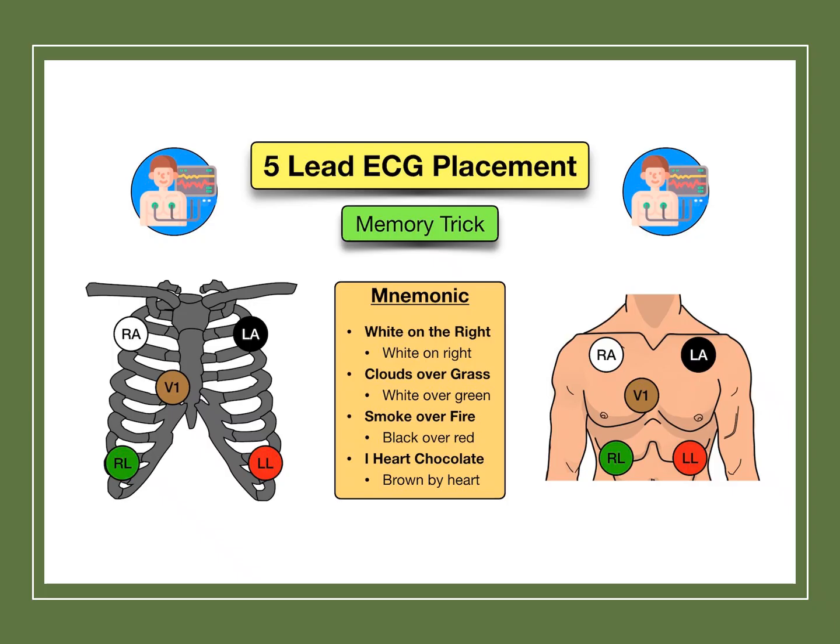This is the memory trick to recall the 5-lead ECG placement. We think of white on the right, and then clouds over grass, so white over green. Smoke, the black over red, so smoke over fire, and I heart chocolate, chocolate by the heart.